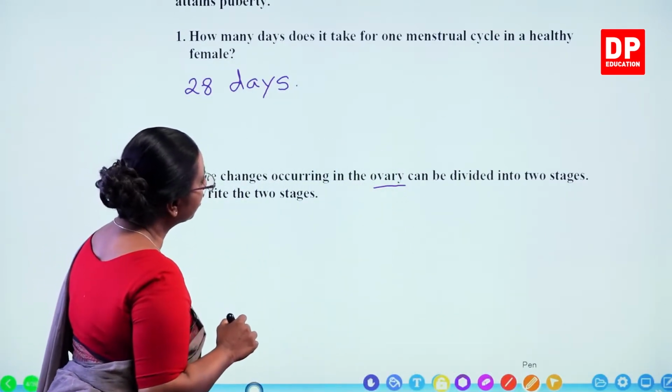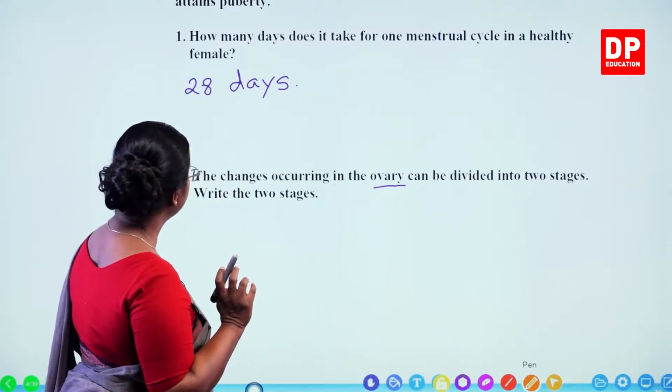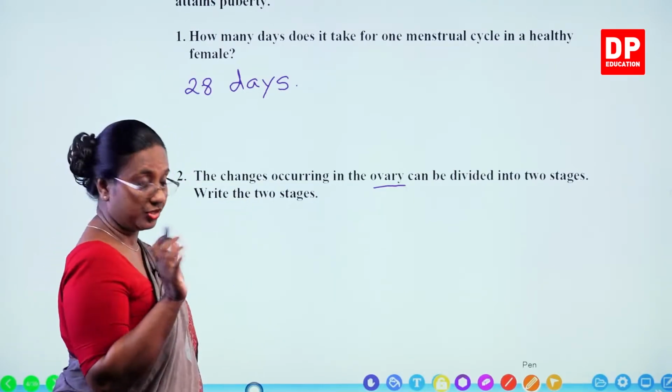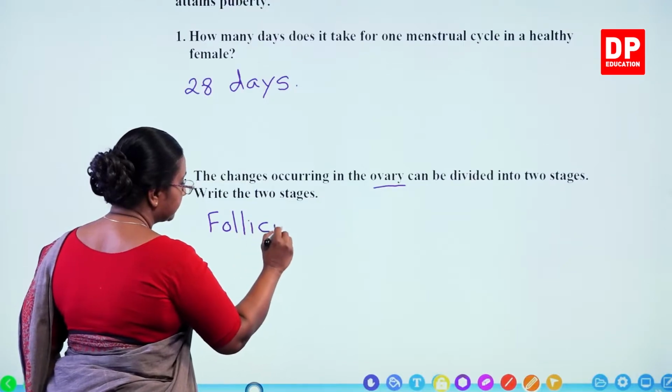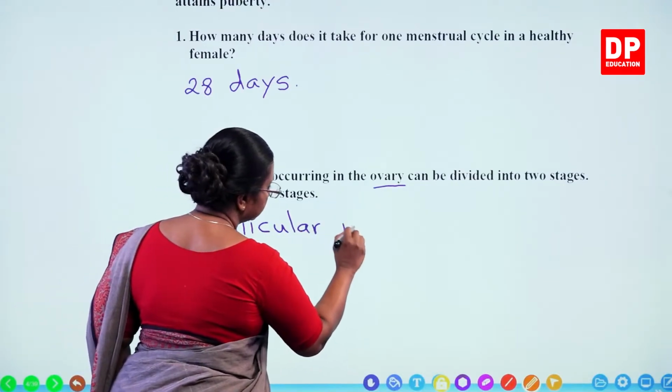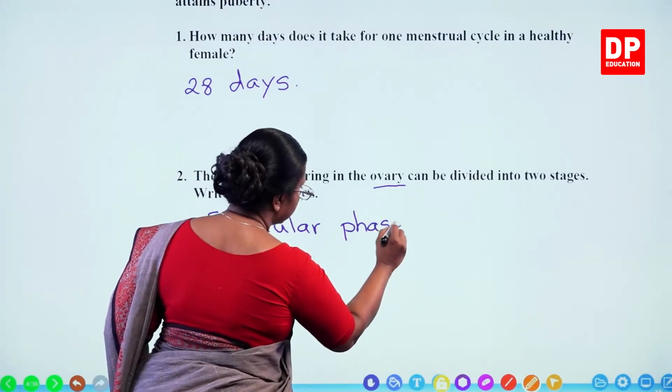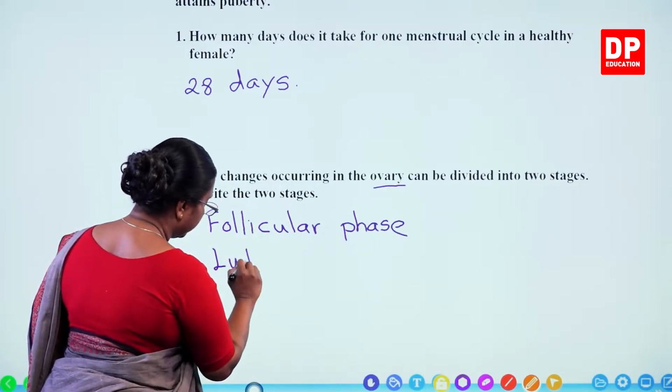The changes occurring in the ovary can be divided into 2 stages. Write the 2 stages. So we have to say follicular phase and luteal phase.